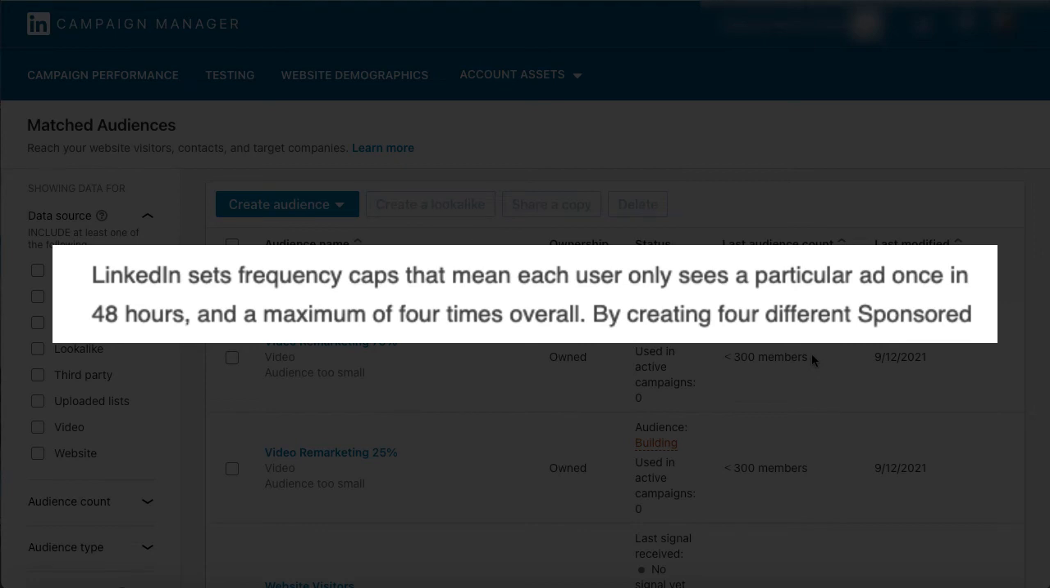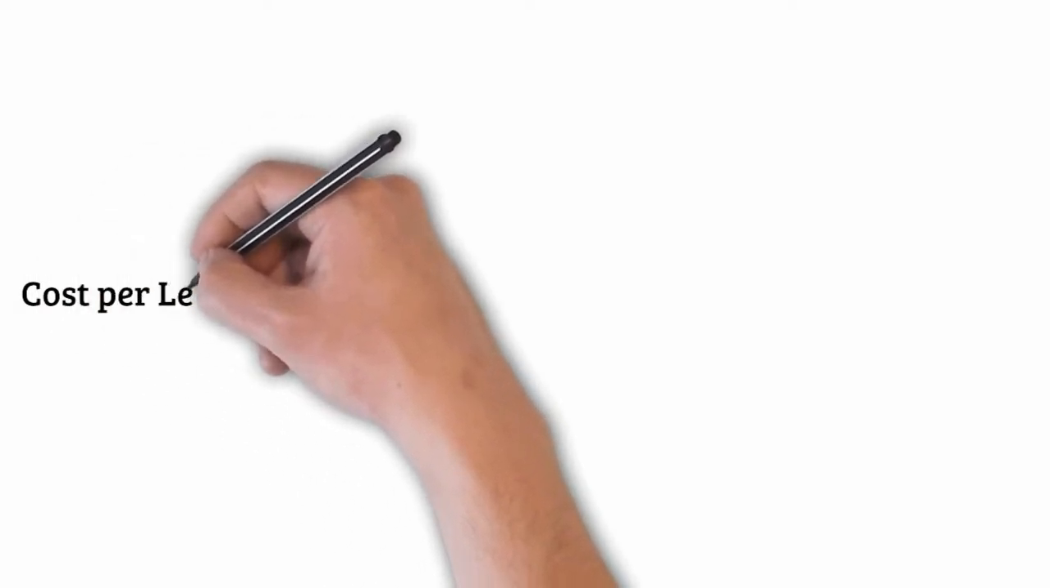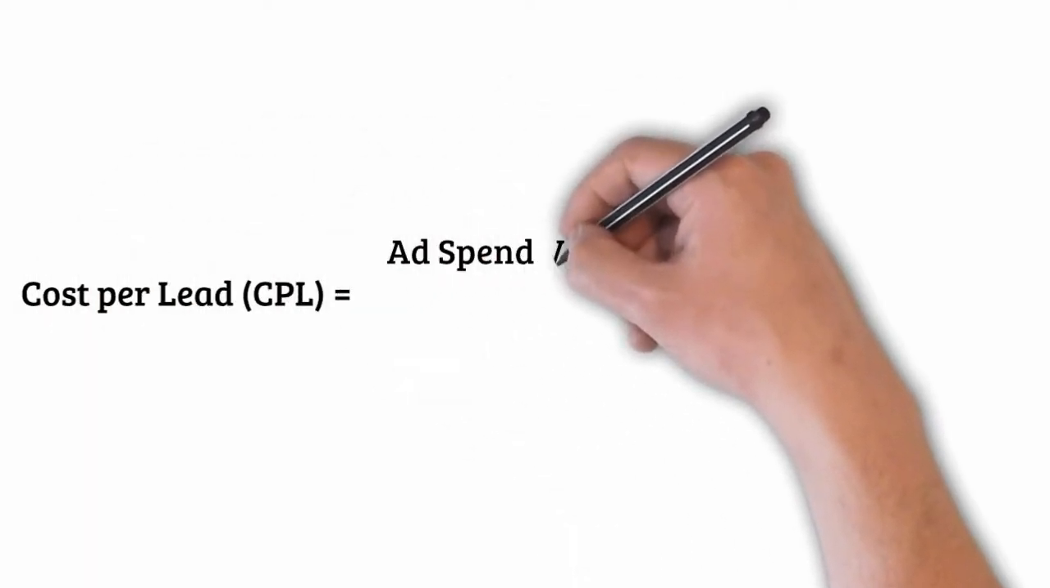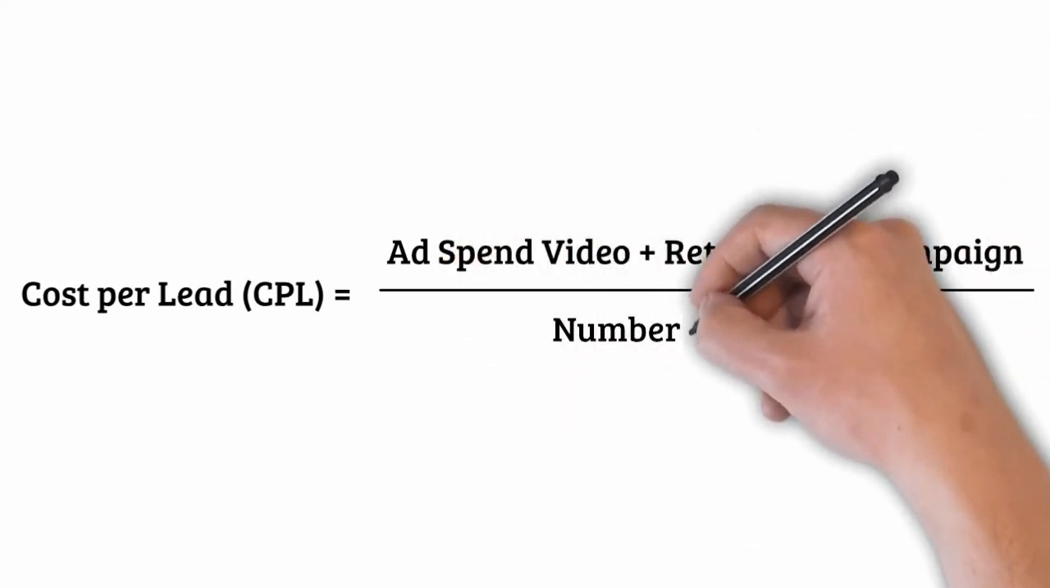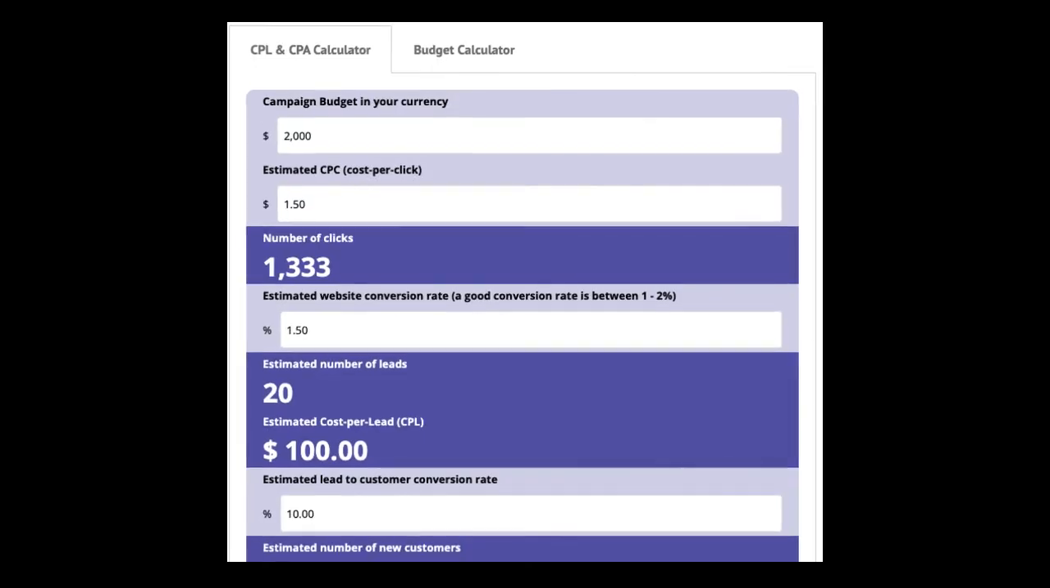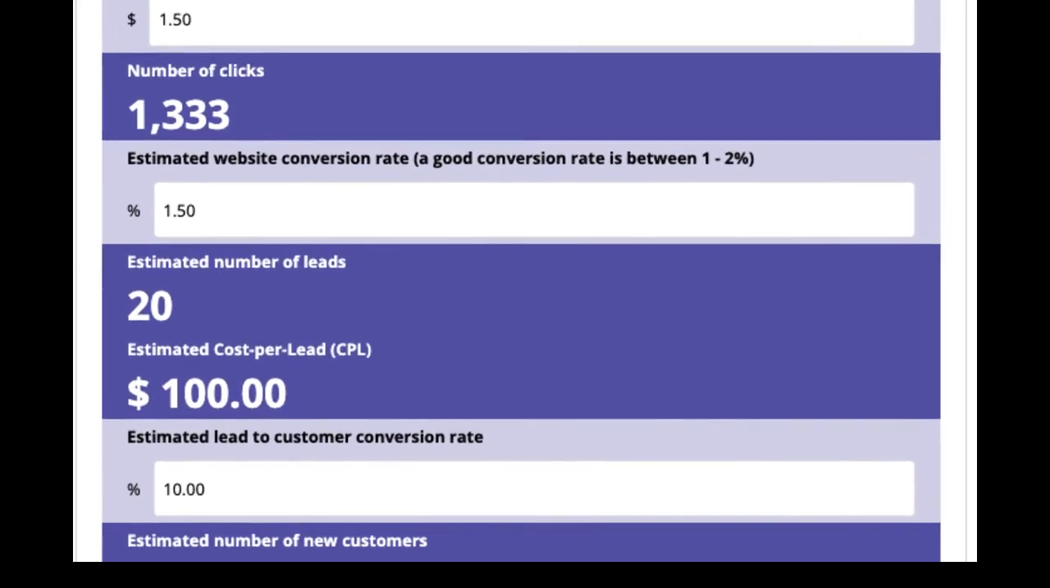Finally, let's talk about the cost per lead. When calculating your CPL, you need to include the spending of the awareness plus retargeting campaign, divided by the total number of new leads. To make it easy, we have built an online cost per lead calculator.